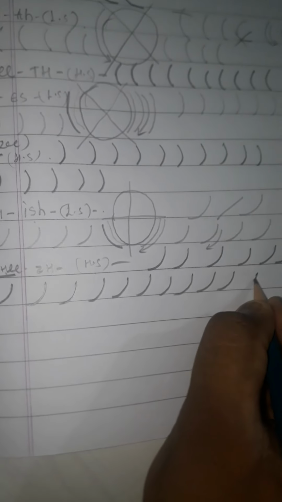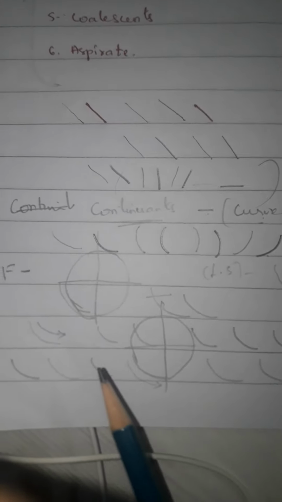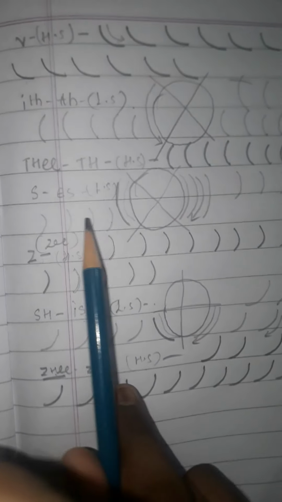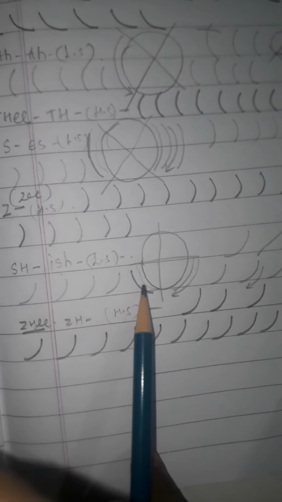Done. So these are all the 8 types in the continuants. What are those? We'll see from the start: F. After F we have V. After that ith, after that the, after that S, after that G, after that ish, after that Z. Okay? Now I'll tell from the beginning.